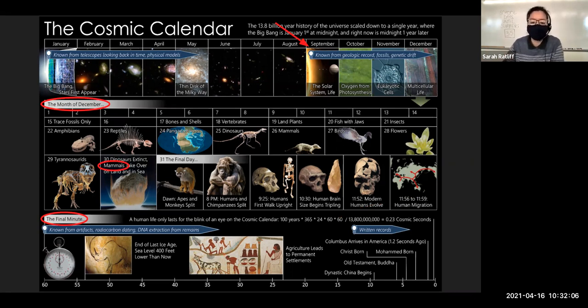Agriculture is starting to come out here in about 23 minutes. Finally, agriculture. We're not nomads anymore. We're starting to set up camp. Dynastic China begins in the last 10 minutes. And finally, in the very, very last seconds, the last blink of an eye, we have a human life. Less than a quarter of a second in this grand scheme of things.